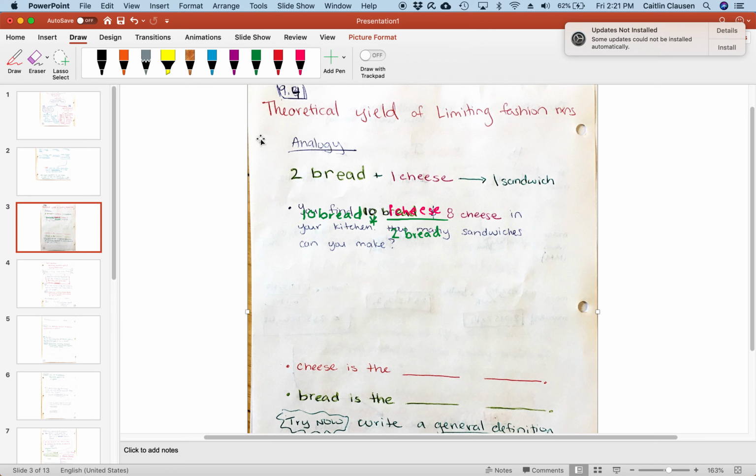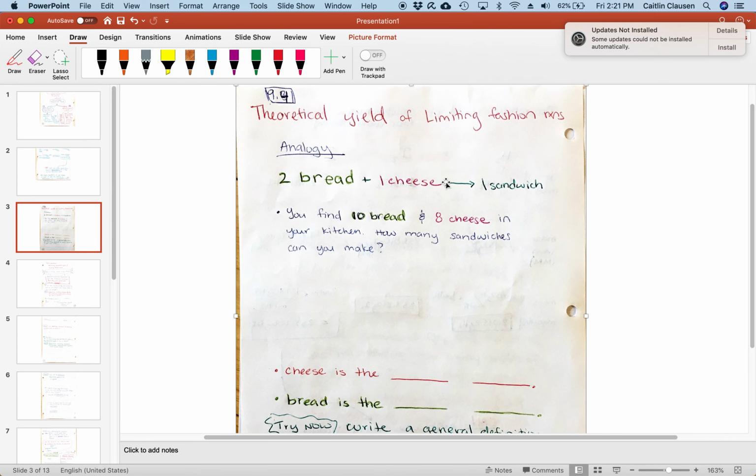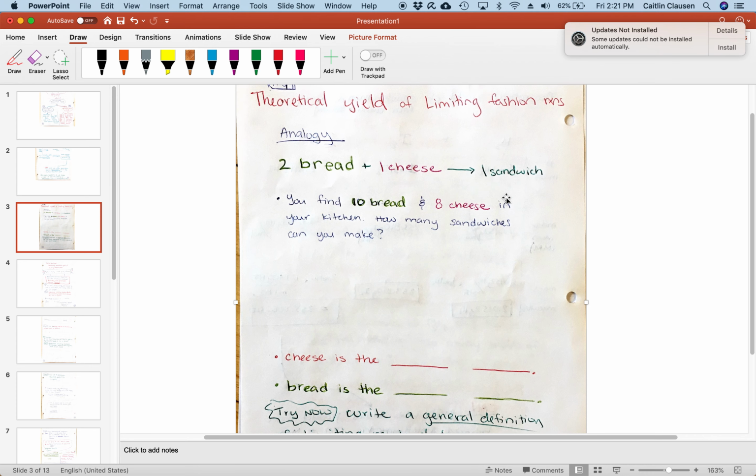So, 9.4. The next section is devoted to theoretical yield of limiting reactant reactions. You can think of this through an analogy. If we know that we're going to make a cheese sandwich, we know we need 2 pieces of bread and 1 piece of cheese to make 1 sandwich. If I find 10 pieces of bread and 8 pieces of cheese in my kitchen, how many sandwiches can I make?